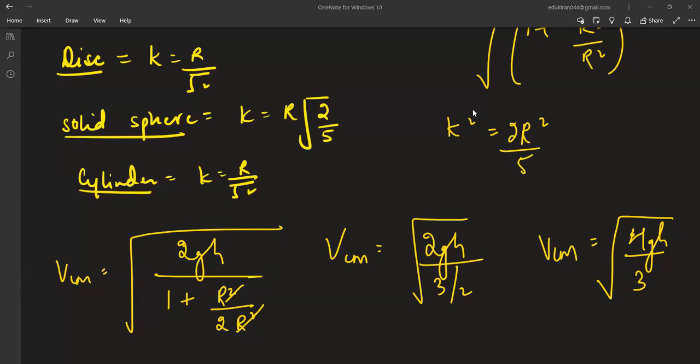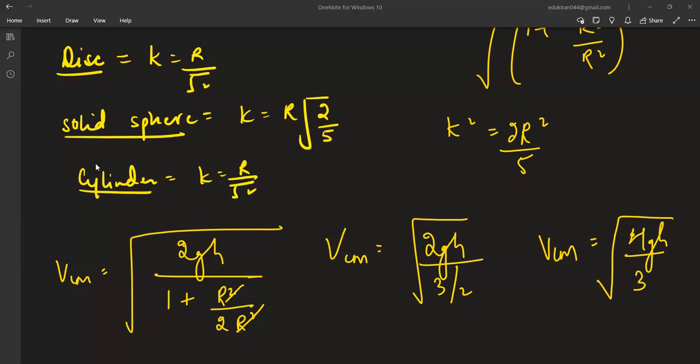This becomes 2r square by 5, right? K square is equal to 2r square by 5. So here you will substitute 2r square by 5, again r will be cancelled, 5 will go up, 5 into 2, that will become 10. This is how you have to analyze.